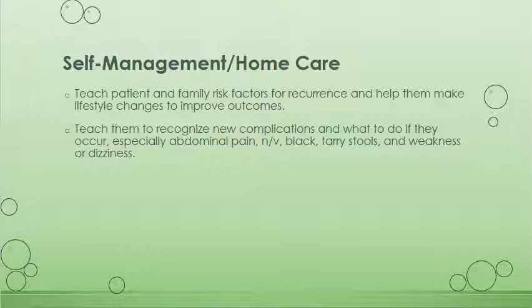How about home care? We need to teach these patients and their families the risk factors for recurrence and help them make lifestyle changes to improve outcomes. Evaluate what the problem is if they won't or can't adapt to a new lifestyle that will prevent recurrence. Help them investigate, problem solve, and find solutions. We also need to teach them to recognize new complications and what to do if they occur, especially abdominal pain, nausea, vomiting, black tarry stools, and weakness or dizziness.